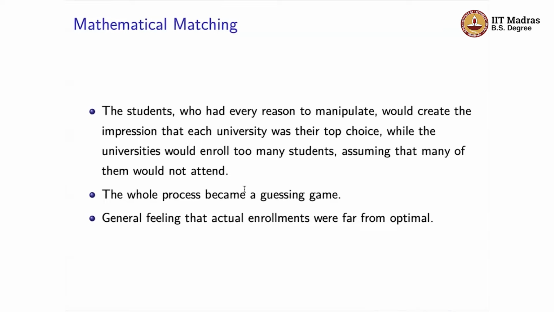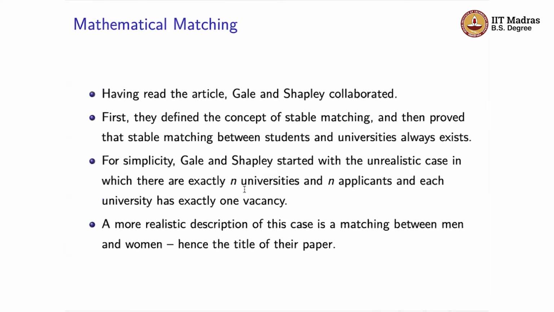Where the students are left guessing, okay, are the universities going to actually give them an offer or not? And the universities are also left guessing that even if an offer is given, whether the students are going to join or not, right? So there was a general feeling that the actual enrollments that ended up happening were far from optimal, in the sense that not necessarily the best sort of matching between the universities and the students was going on, right? So this was the background from which Gale and Shapley started thinking about, okay, how do you think about matching in general, in the abstract, right?